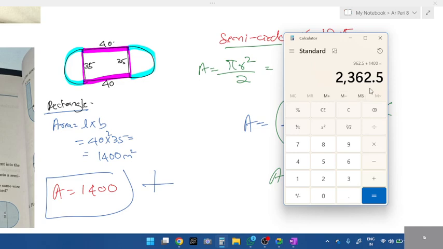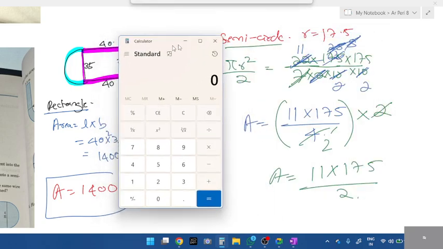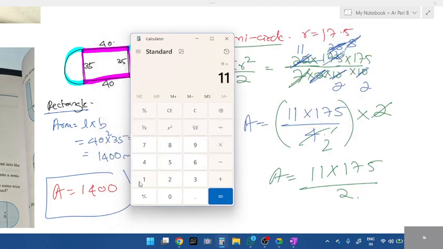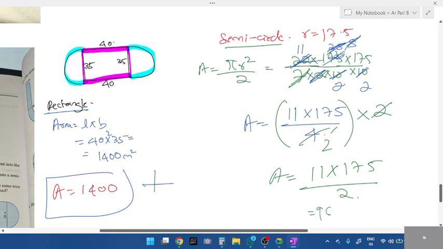Is the answer 2362.5? Total area, students. What's the area? Answer in textbook 2362. Correct? Okay, first calculate this. 11 into 175. How much did you get for 11 into 175? 1925 divided by 2, you should get 962.5. After calculation, you should get 962.5. Then add both, students. You add both, you'll get the answer. 1400 plus 962.5 will give you the total area.